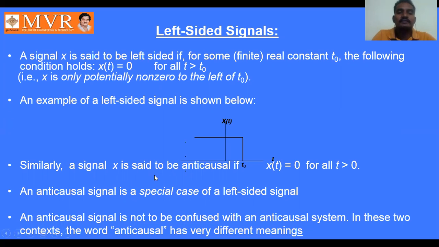Similarly, a signal x is said to be anti-causal if x of t equals 0 for all t greater than 0. An anti-causal signal is a special case of a left-sided signal, whereas a causal signal is a special case of a right-sided signal, as we already discussed earlier. An anti-causal signal is not to be confused with an anti-causal system. In these two contexts, the word anti-causal has very different meanings.